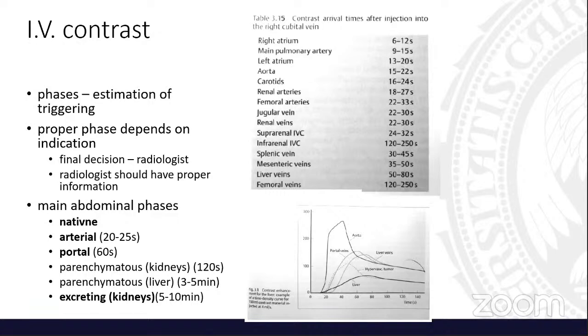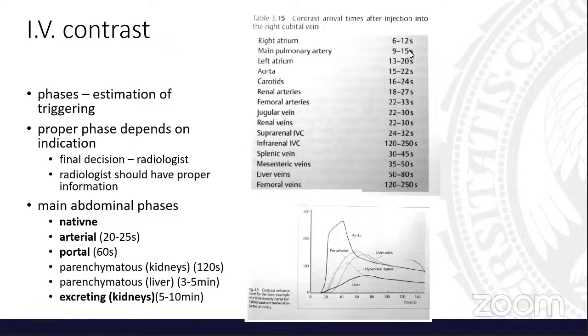There are a lot of things about IV contrast we can discuss, but let's just say we put the contrast there, and you can see how long it takes the contrast to reach certain things. If you imagine the anatomy of the circulatory system, it starts in the veins, so it gets into the superior vena cava, since we usually inject from the forearm, and then it gets to the right atrium. It takes 6 to 12 seconds to get there. From there, it goes to the right ventricle and pulmonary artery. So it takes 10-15 seconds.